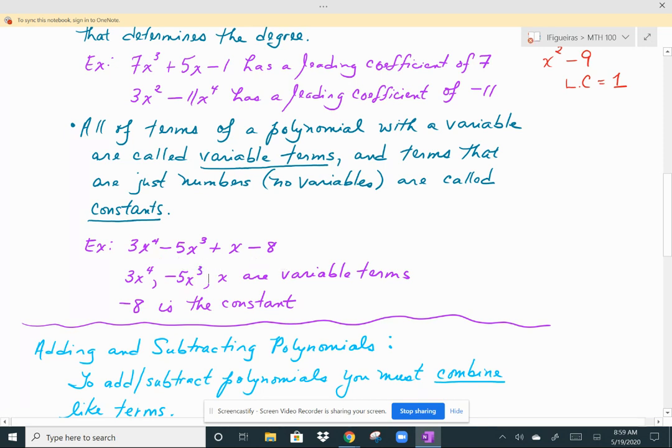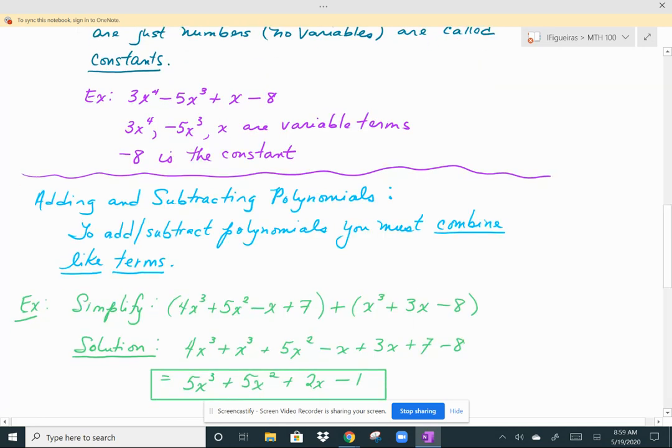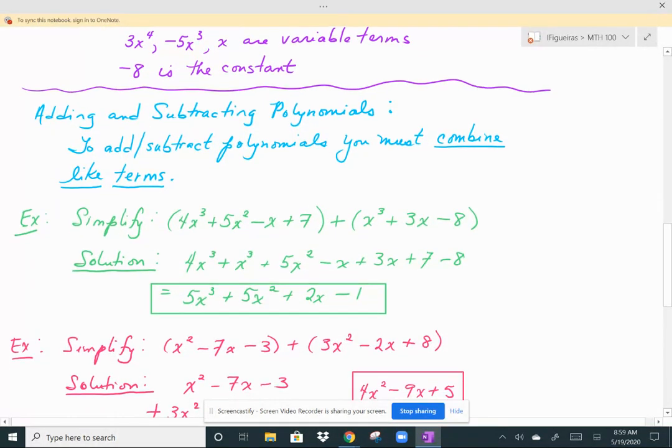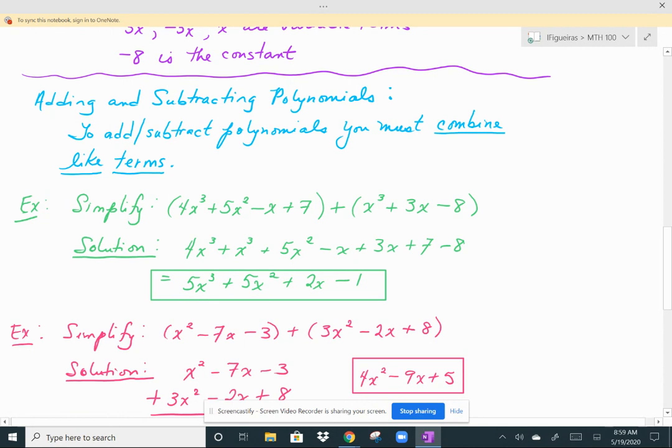All right, so now let's get to what this lesson wants you to practice in your homework, which is to add and subtract polynomials. So to add and subtract polynomials, you must combine like terms.